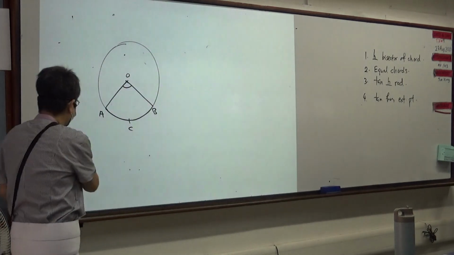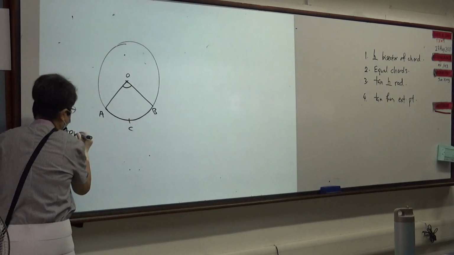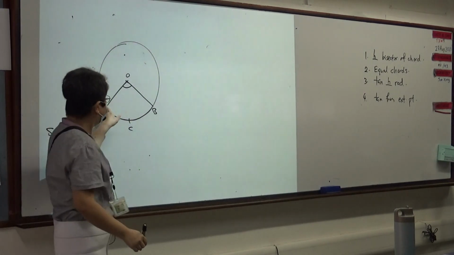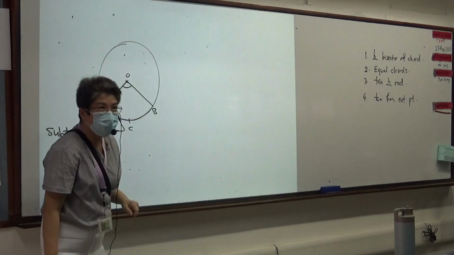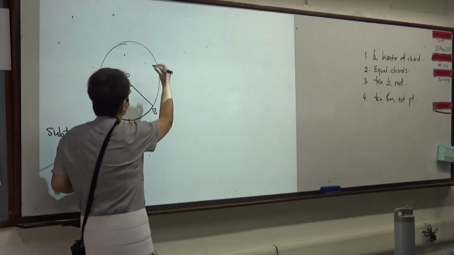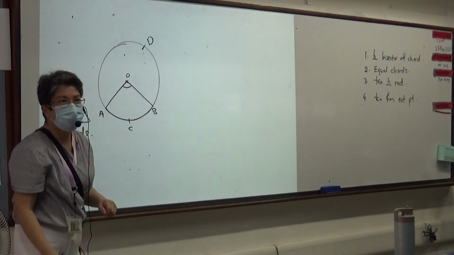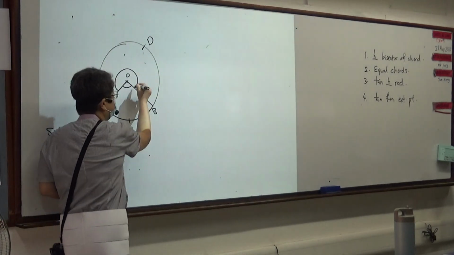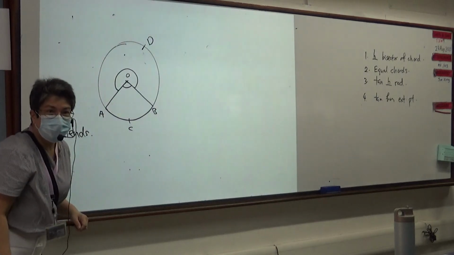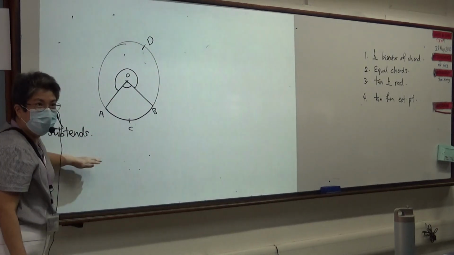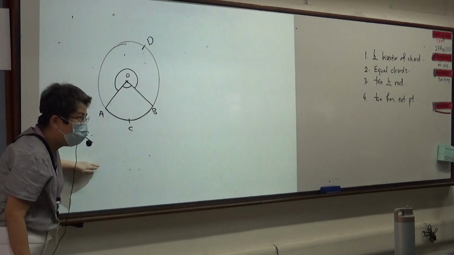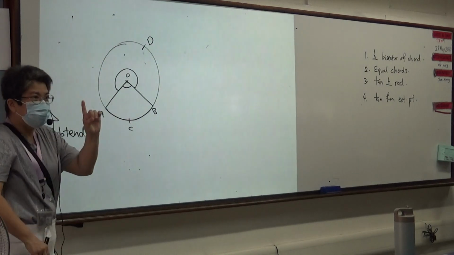subtends this angle? Subtends. That means this arc will correspond to this angle, right? Okay? Now, what about the arc ADB? It will subtend which angle? The other one, right? Correct. This is what we mean by subtend an angle. Is that clear? Okay, now, in maths it is like that.